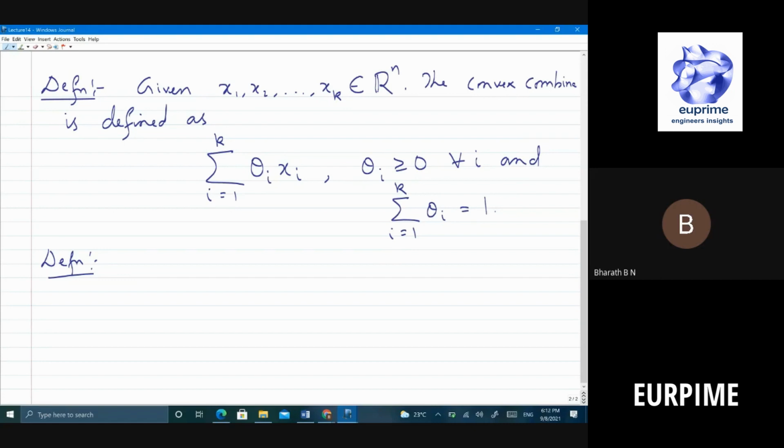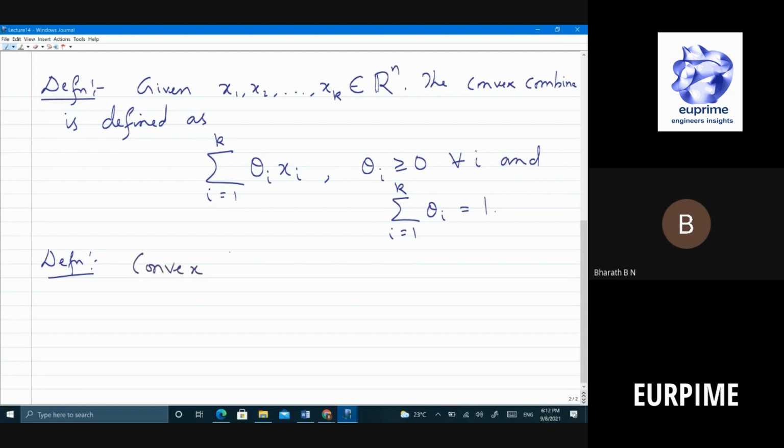So how do you define that? What do you think? How do you define this? Any idea? How do you define the convex hull?